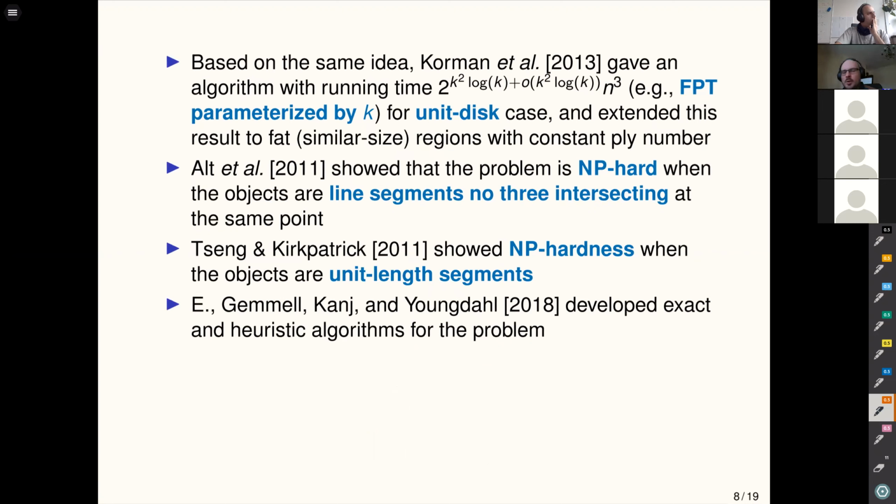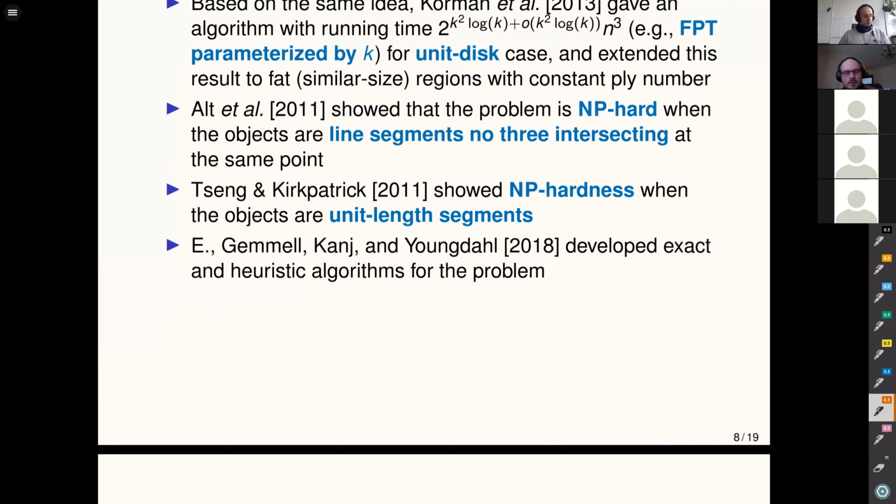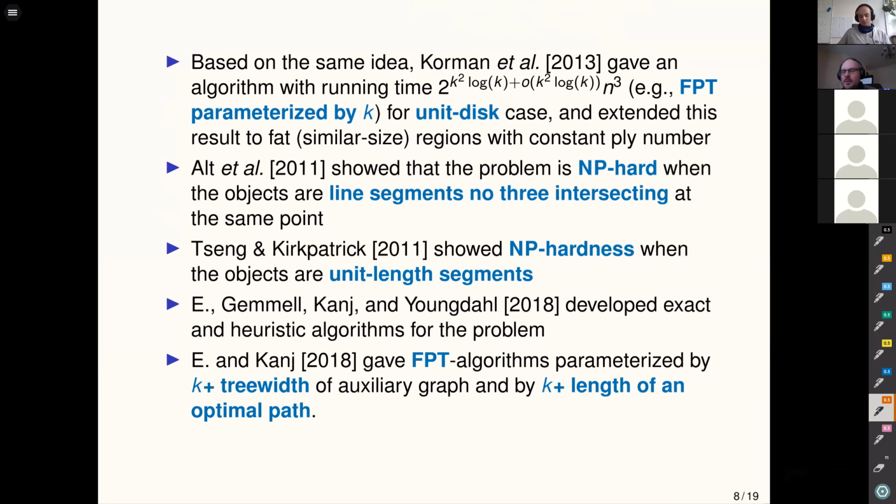Then Gemal Kanch and Yugdal gave some exact and heuristic algorithms. It's not yet important what the running times or exactly what the algorithms were. And with Iyad, we also gave an FPT algorithm parameterized by k plus treewidth and k plus the length of the optimal path, which actually generalizes this algorithm by Korman. So the idea is completely different, but it greatly generalizes that one, because the main idea for Korman was also to show that the length of the optimal path is at most three times k.